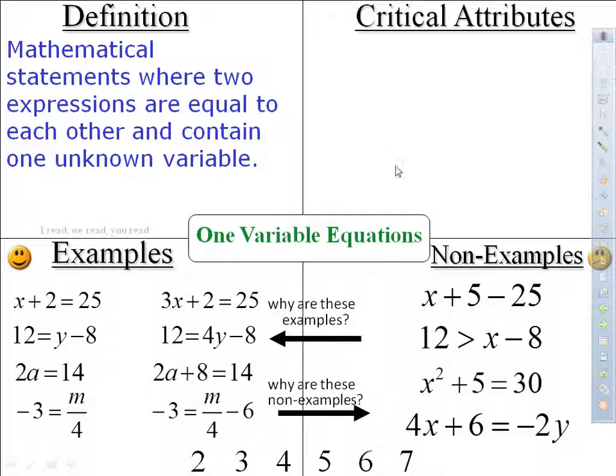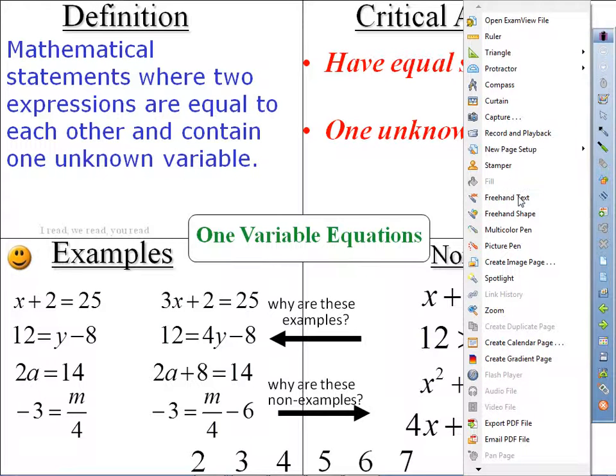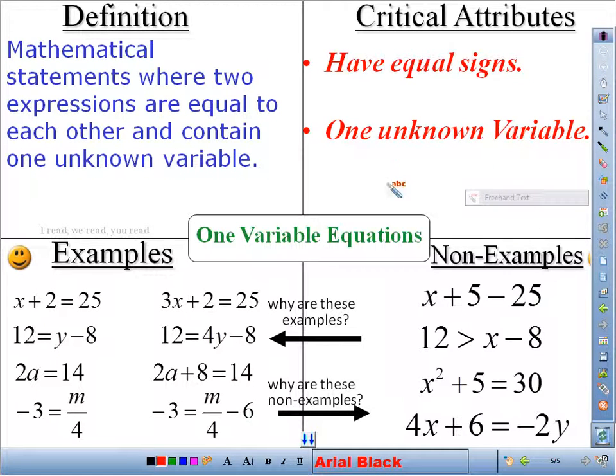The most important thing to remember about one variable equations is that they have an equal sign, number one. Number two, that they have an unknown variable. And let's add the last one, exponent of 1 on the variable.